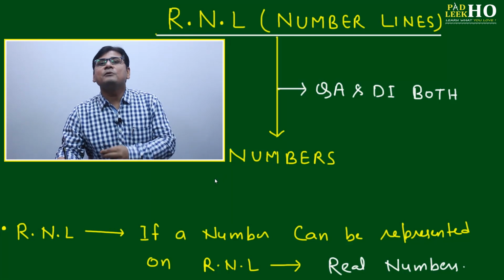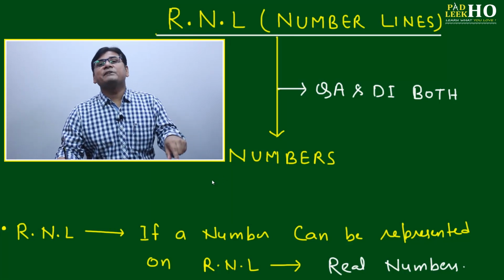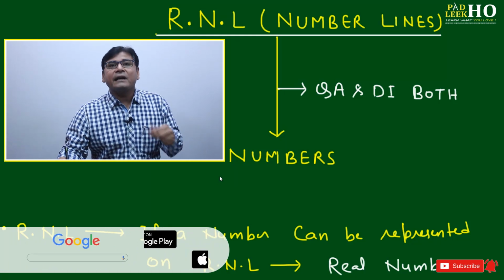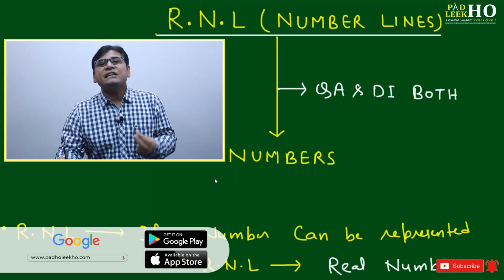If it is non-real, it will be imaginary. If it is real, then it will be represented on the real number line. If any number can be represented on the real number line, it is called a real number.